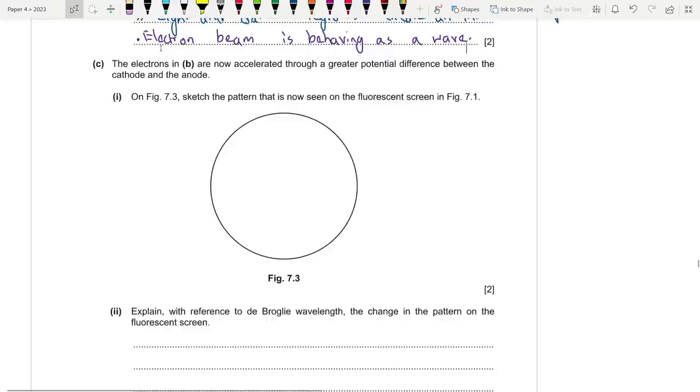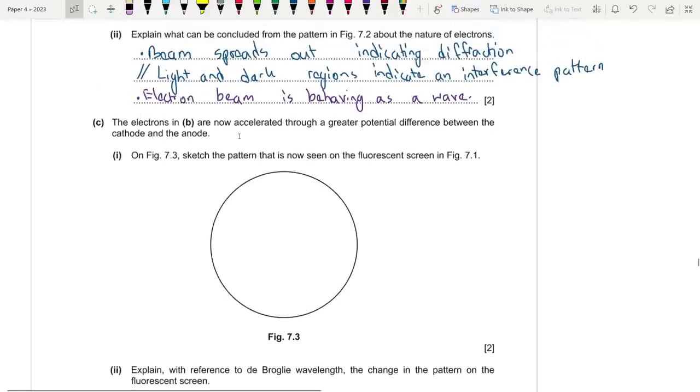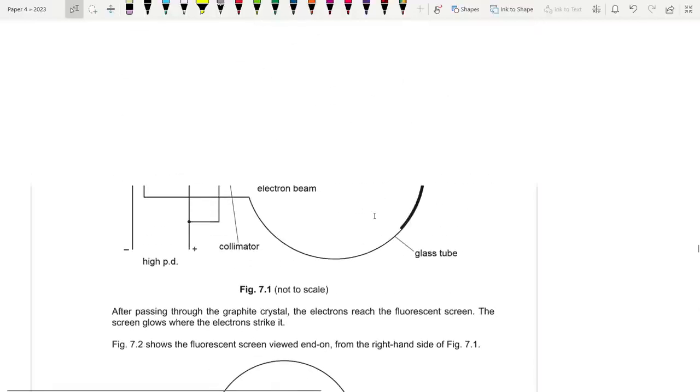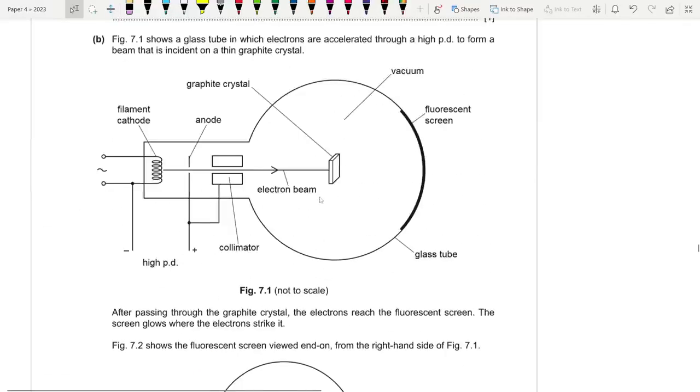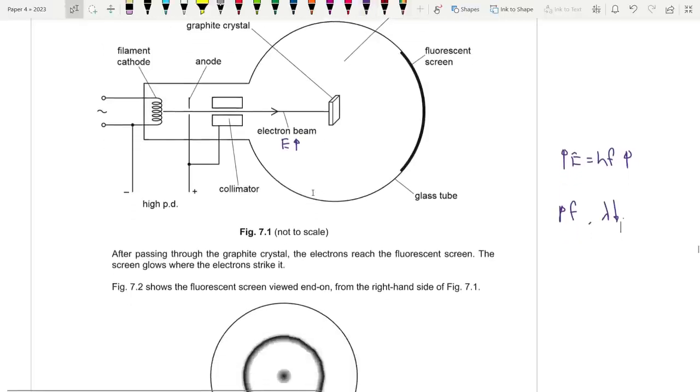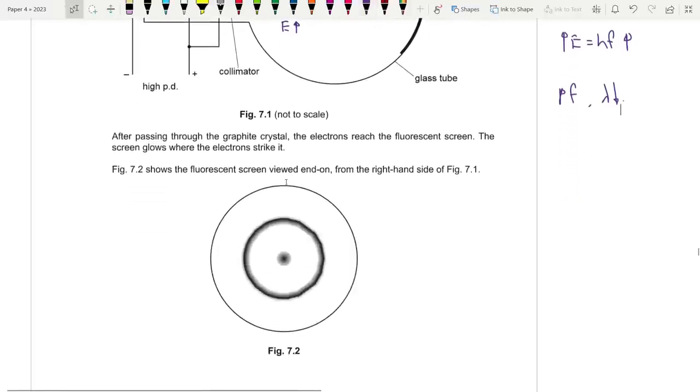Now the electrons in B are accelerated through a greater potential difference between the cathode and the anode. On figure 7.3, sketch the pattern that is now seen on the fluorescent screen. So this is important because they are accelerated through a greater potential difference. A higher PD indicates that the electrons will have more energy, and we know that E is equal to hf. So if energy increases, Planck constant being the same, the value of frequency will increase. Now you know that if frequency increases, the wavelength will decrease. Now, what impact will this have on the diagram actually?